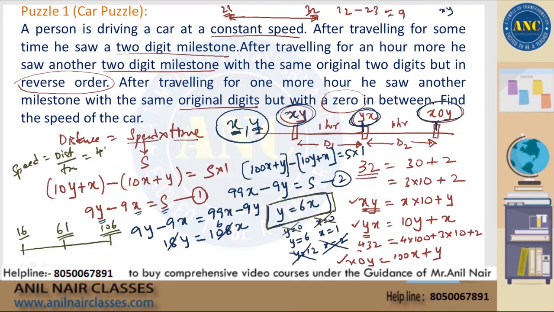45. Brilliant. Why? Because you have here 61 minus 16. 11 minus 6 is 5. You have 5 minus 1 is 4. So simple. It's 45. Your distance is 45 between this and this. And you have traveled that in 1 hour. So 45 by 1. So what is the speed? It is 45 kilometers per hour. Brilliant. Let's go to the next problem.